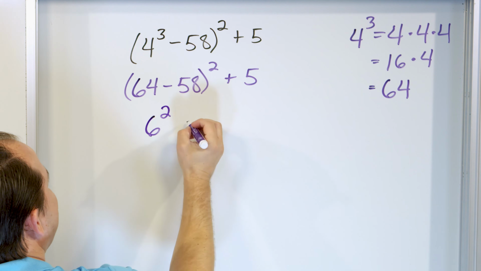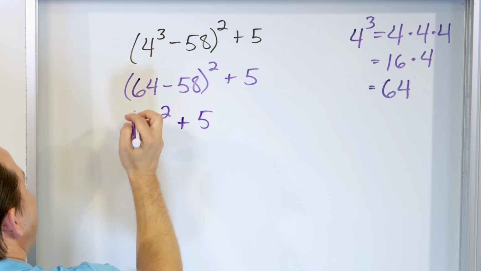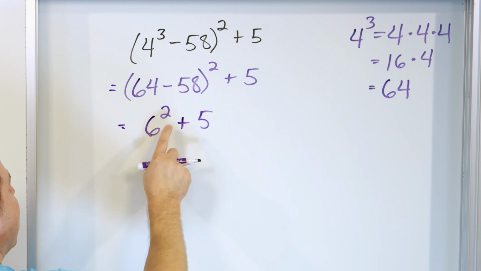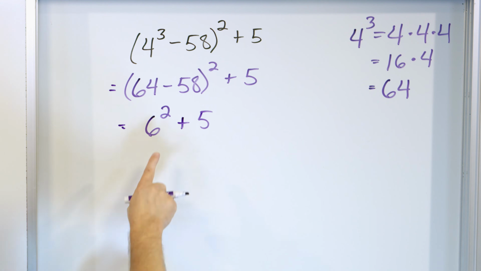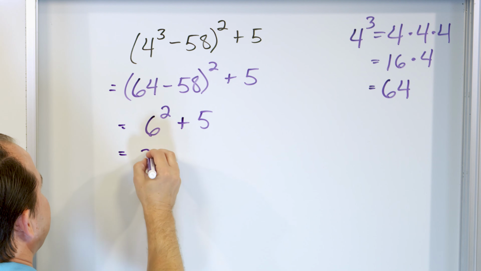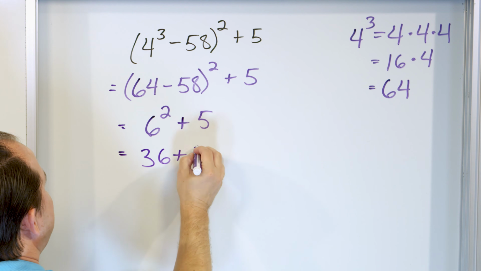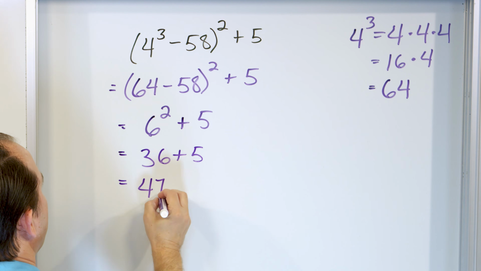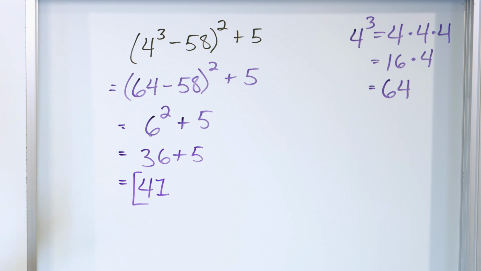Now, after we've done this, we get an answer of 6. That has to be squared. And we look at what we have here. Between these two operations, exponents comes first. 6 squared means 6 times 6, which is 36. And finally, we add the 5, and we get 41, because 36 plus 5 is 41. All right, that's the final answer.